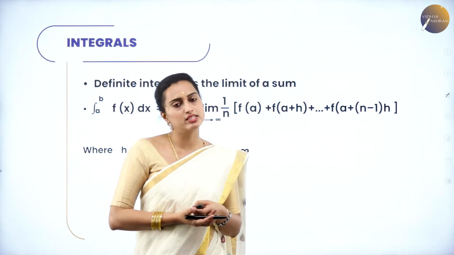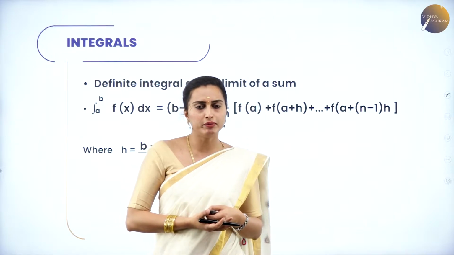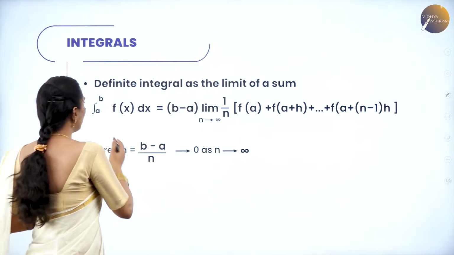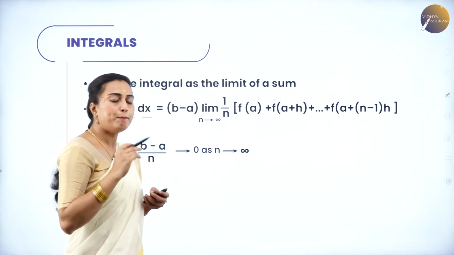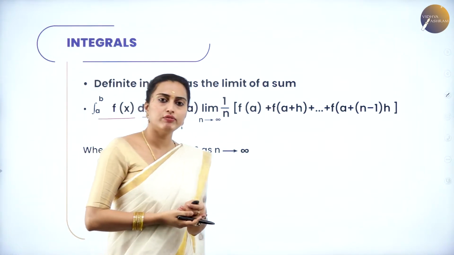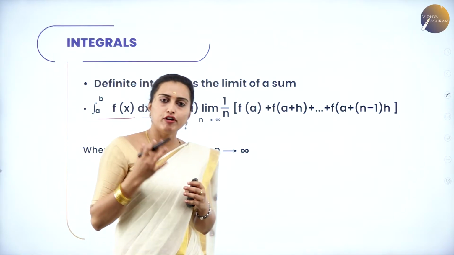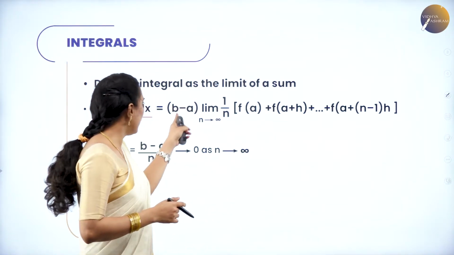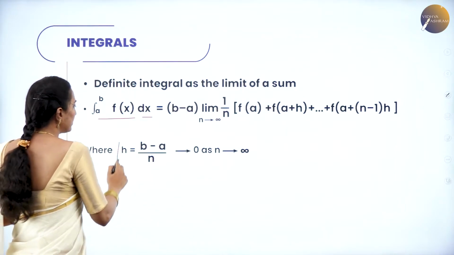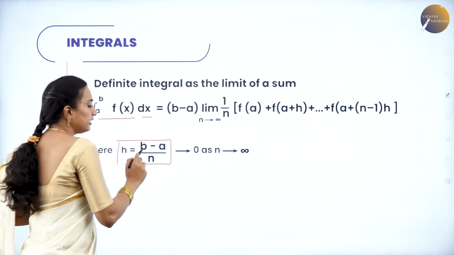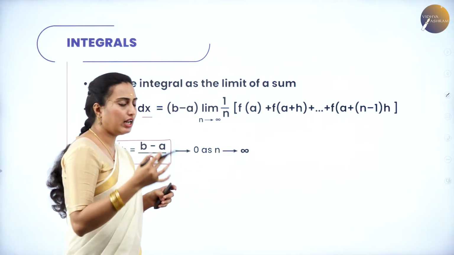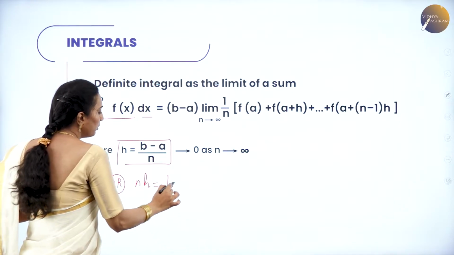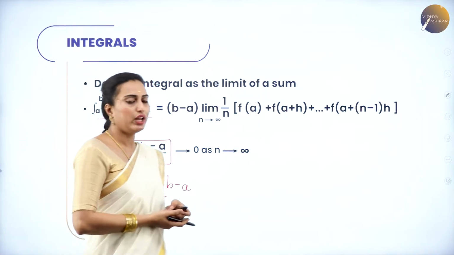Next we will be moving on to definite integral as a limit of a sum. Dear students, what is the formula? If you remember this formula, you can solve these problems, and this type of problem will be asked in your examination for 3 marks. Integral a to b f of x dx is given by b minus a into limit as n tends to infinity 1 by n, f of a plus f of a plus h plus etc. plus f of a plus n minus 1 into h. Dears, b minus a divided by n is given by h. Okay, this is very important. This will be tending to 0 as n tends to infinity. Otherwise, for reference, you can also write it as, if you cross multiply, nh is equal to b minus a. Understood? So this is very important, dears.